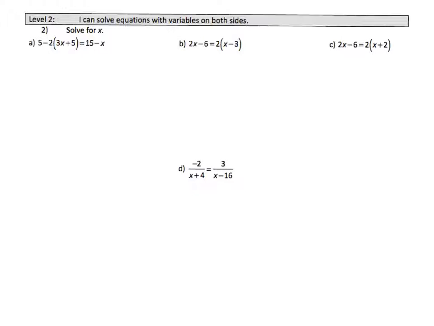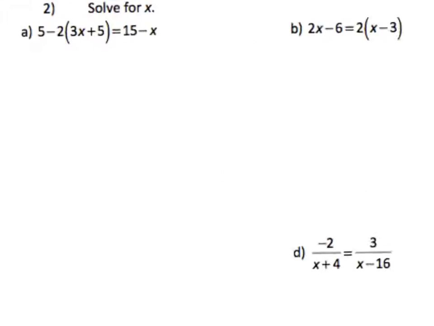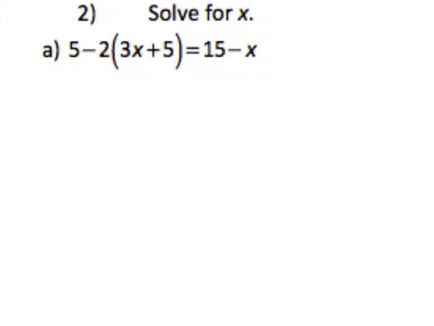Level 2 is solving equations with variables on both sides. So the goal is to simplify both sides separately and then move your x to one side and move the numbers to the other side. So if we take a look in A, what we're going to do is simplify each side separately and then move things around.